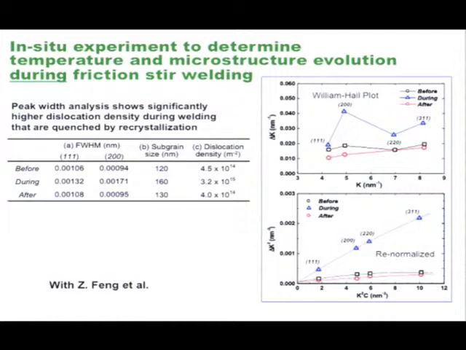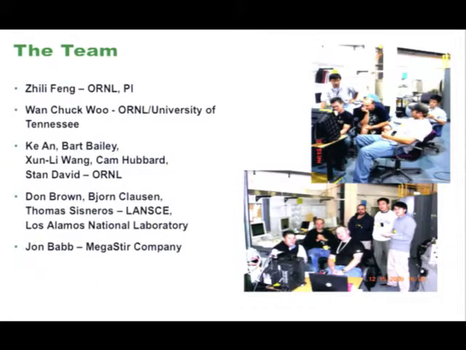You can actually determine the dislocation density at different positions in the weld. This is before, during, and after. So a project like this, of course, involves a lot of people. There's people from Tennessee. Chuck Wu was a student. And there's a group of us and our colleagues at Los Alamos. And John Babb is the guy who made the portable welding machines. And you can see, for the most part, I was just standing around.